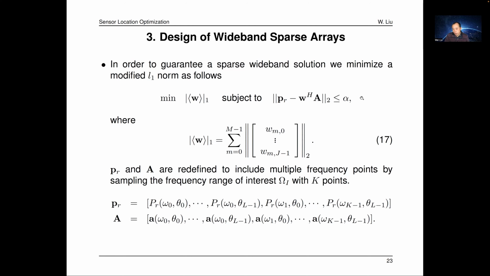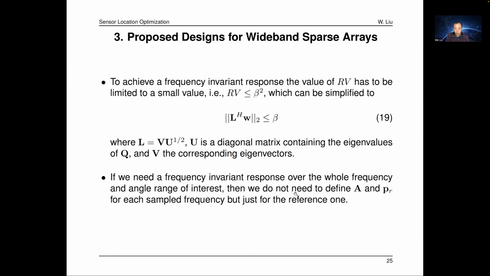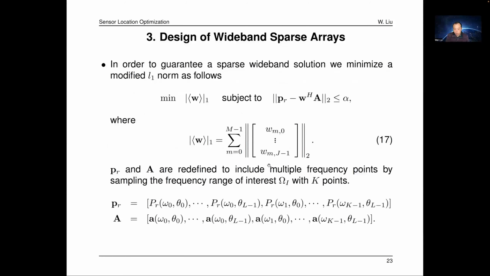Because if the response is frequency invariant, then you make sure at one single frequency, the error is small enough, then all the other frequencies will follow due to the constraint imposed by the frequency invariance. So due to this, you can simplify this. So you only consider one single frequency if you add this frequency invariant constraint in the formulation.